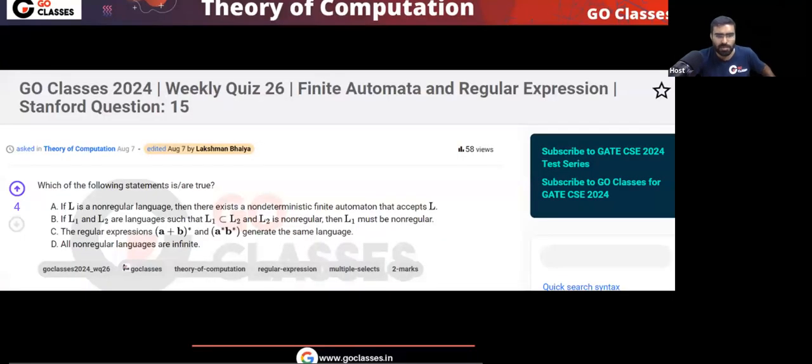Let's see this question. Question number 15. Which of the following statements is or are true? Some statements are given to you. Which of them are true? The question is asking for true. If L is non-regular, then there exists an NFA that accepts L. No. If L is non-regular, then you cannot have any finite automata.